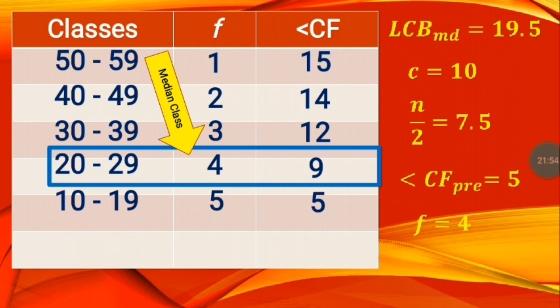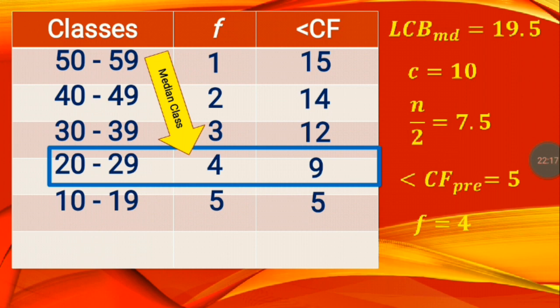That would be our median class. So our F, or frequency, would be 4. We're trying to get the data from the median class, meaning the frequency of the median class is 4. And then our C, or our class size, is 10. And where do we get 10 as our class size?